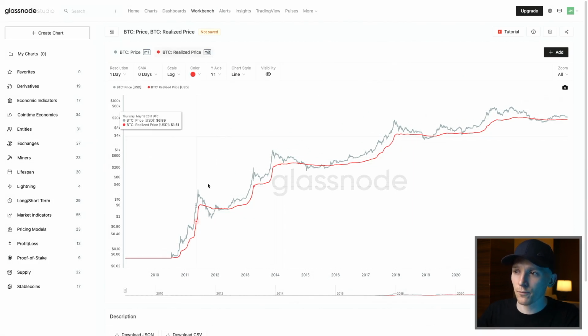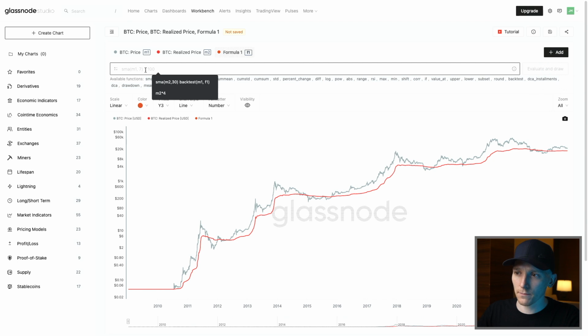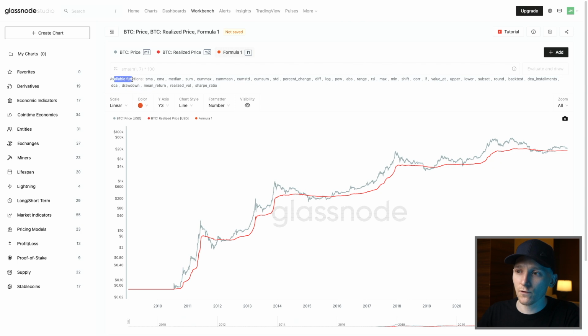So we've got realized price, which is the M2, metric 2. We're going to go to add formula, and that brings up the formula box. Now, if you're good at writing formulas, you can just simply write any formula in here. You can multiply something, you can look for a simple moving average of it. These available functions are really useful, so you can just click these and it's going to make it. So simple moving average, exponential moving average of some piece of data. Just click that, and if it can work it out, it's going to do the calculation for you. You don't have to put anything in.